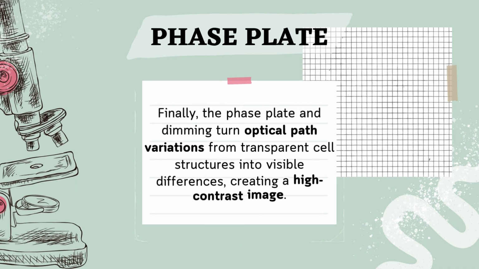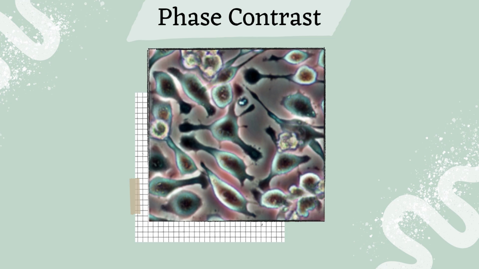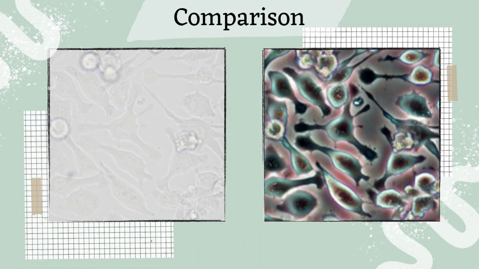Finally, the phaseplate and the dimming, being the reduction of the brightness obtained from the background light, will turn the optical path variation, also called phase shift, into visible difference, creating a high contrast image. To give you an idea of how important and fundamental those two components are in phase contrast, this is an image of a living cell obtained through the bright field technique, and this is another image of the same living cell, this time through phase contrast microscopy.